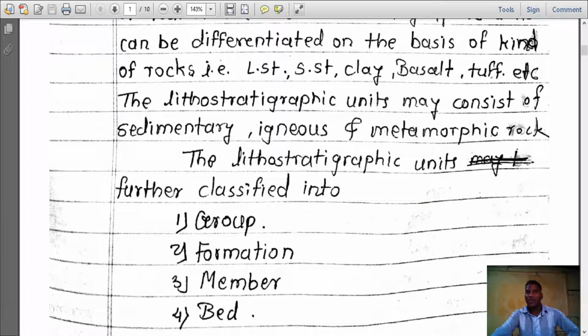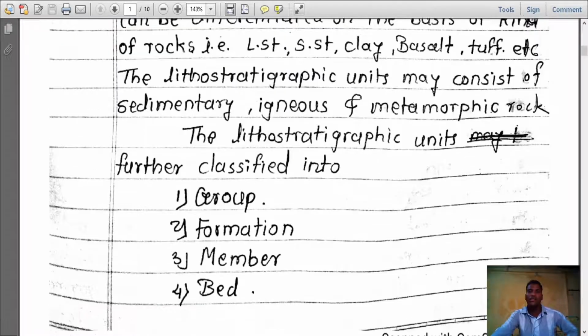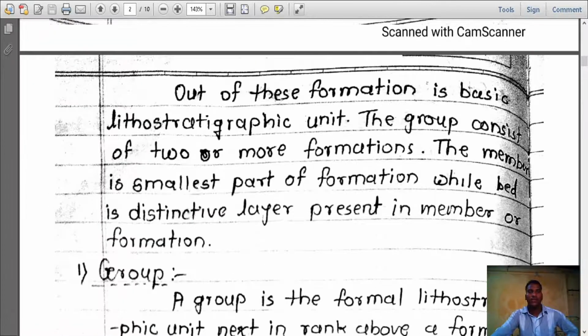The lithostratigraphic unit is further classified into group, formation, member and bed. Out of this, formation is the basic lithostratigraphic unit, and the member is the smallest part of a formation, while a bed is a distinctive layer present in a member or formation.